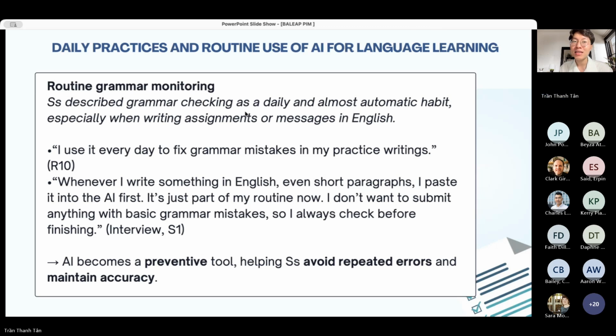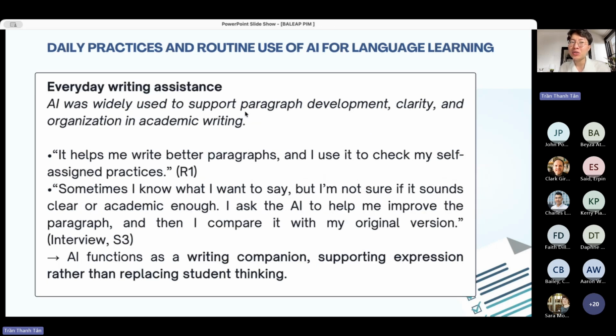Another practice relates to everyday writing assistance. AI was widely used to support paragraph development and organization in academic writing. And at this time, AI functions as a writing companion. The students consider it a writing companion, supporting expression rather than replacing student thinking. It's just a companion.